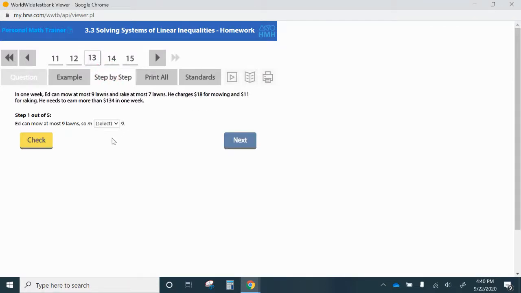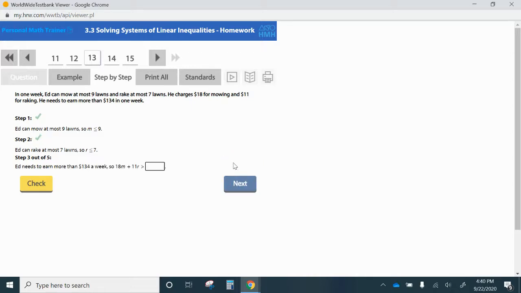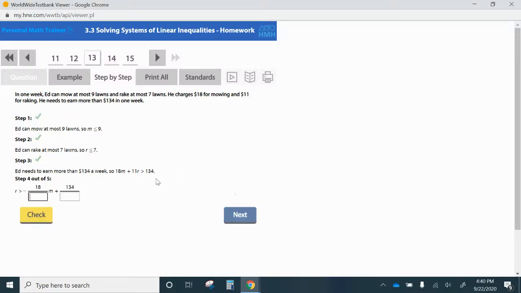So Ed can mow at most 9 lawns, so that's M is less than or equal to 9. Ed can rake at most 7 lawns, so again, that's R is less than or equal to 7. Ed needs to earn more than $134 a week, so 18M plus 11R is greater than 134. To solve for R, we're going to subtract 18M from both sides and divide by 11.